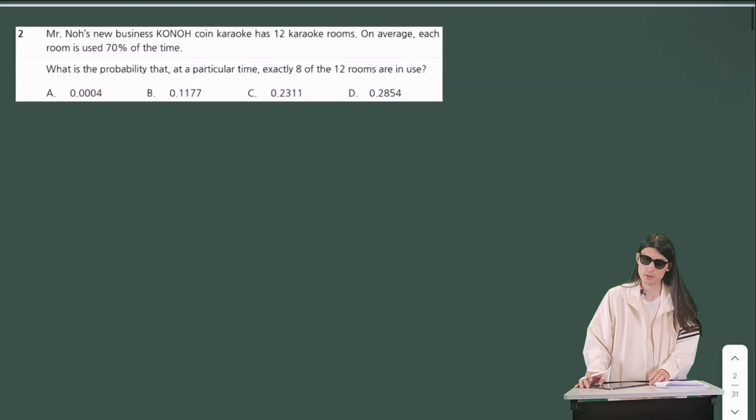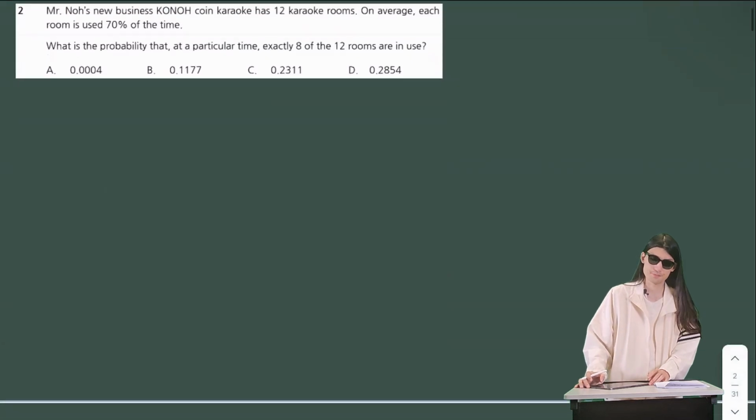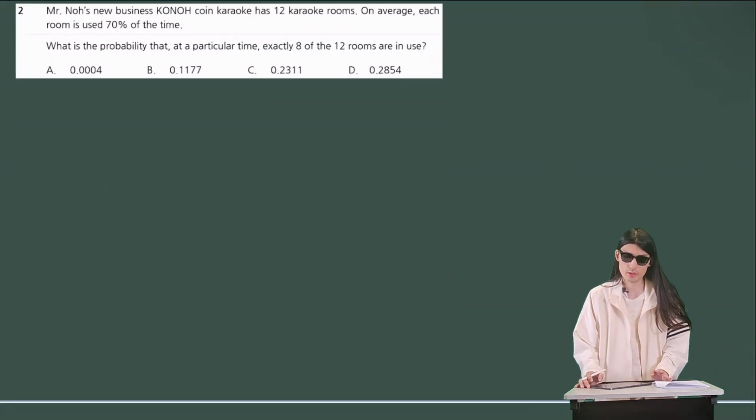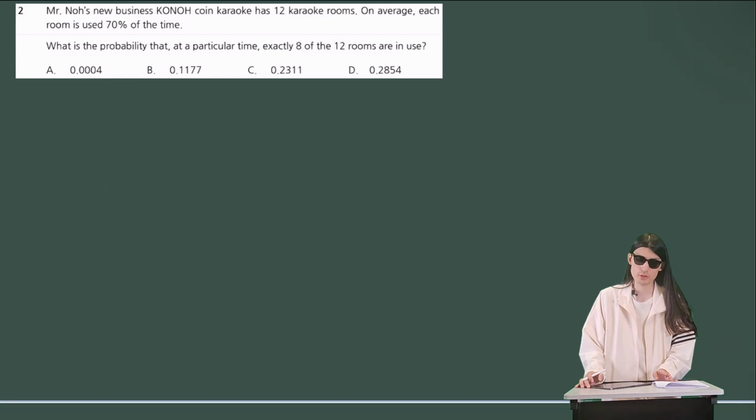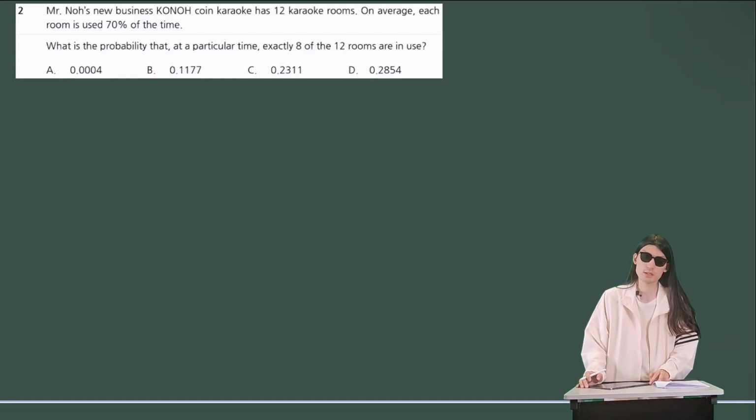Moving on to the second question. Mr. No's new business has got 12 karaoke rooms. On average, each of the rooms is in use 70% of the time. What is the probability that at a particular time exactly 8 out of 12 rooms are in use? Binomial probability. 12C8.